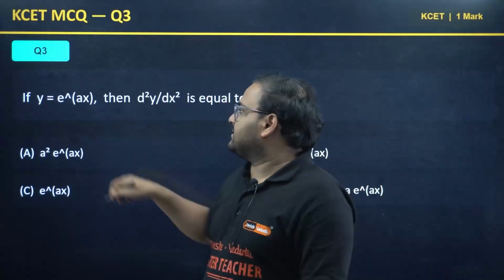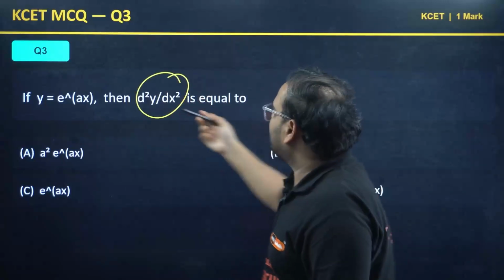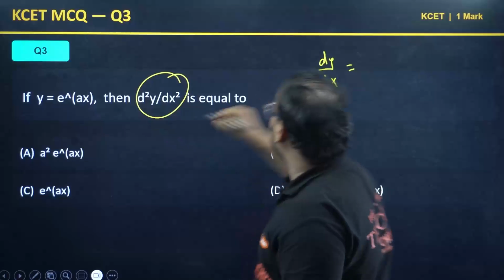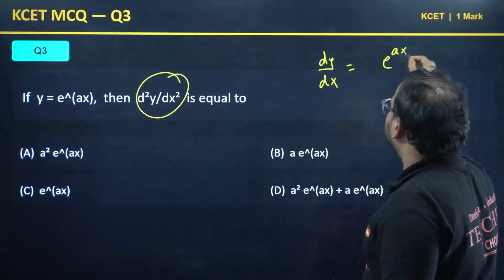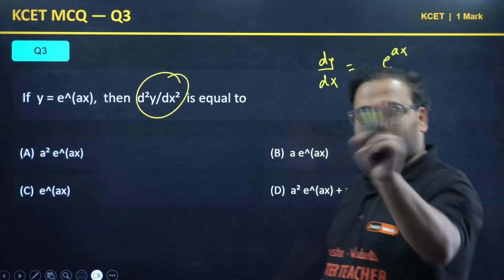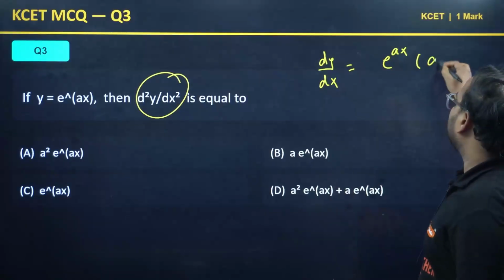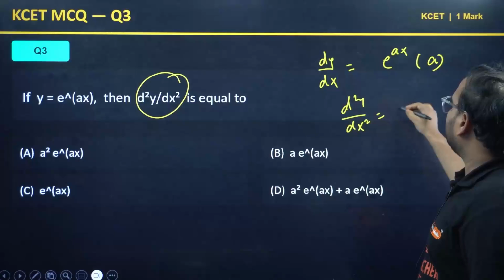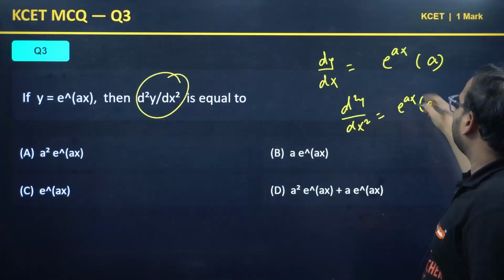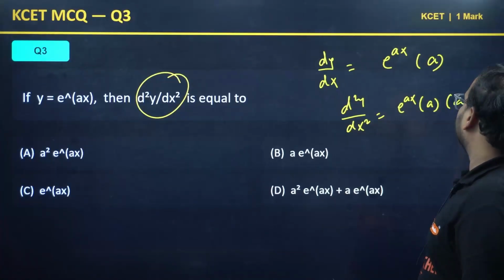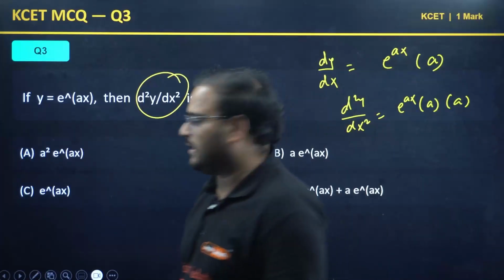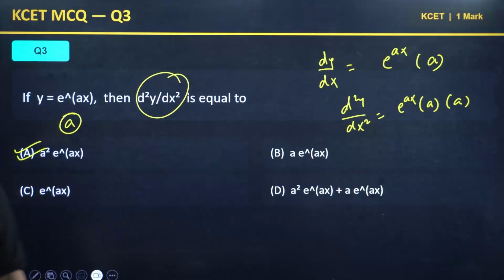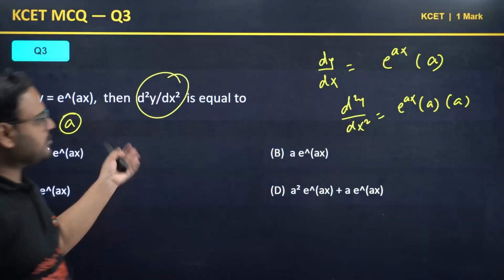y equal to e power ax is there. I want to find out the second derivative. How do you find it, sir? If I find dy by dx, the exponential function will remain as it is. e power ax remains e power ax only. But for ax, if you apply the chain rule, it will be multiplied by a. For the second derivative, again e power ax remains e power ax. Already we have a. Differentiate this also, you're going to get another a. What is the answer? a square e power ax. Option A.